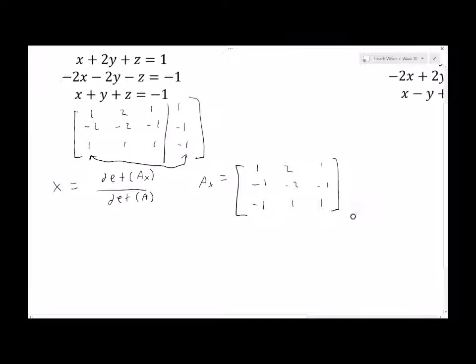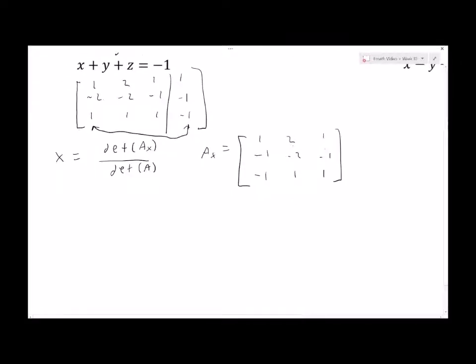So we replace whatever we want to solve for. If we wanted to solve for y, we would put it here. If we want to solve for z, we would put it here. So you put the answer column where you want to solve, and leave everything else the same. You take the determinant of that divided by the determinant of the original. Let me just show you what that means.